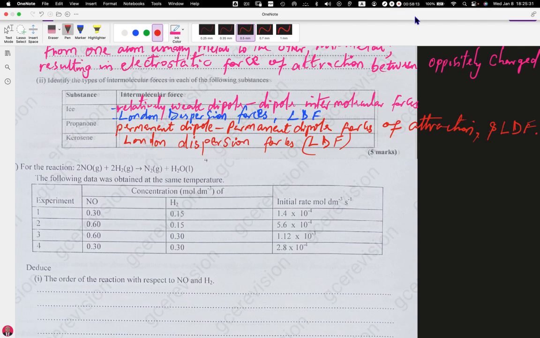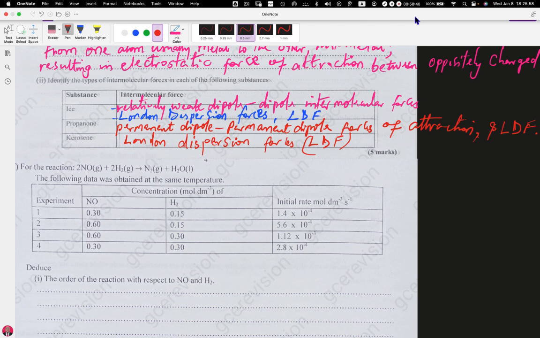As we said, ice has relatively weak dipole intermolecular forces, and it also has London dispersion forces involved in it. For propanone, from the structure you saw there, propanone has permanent dipole forces of attraction, and it also has London dispersion forces.